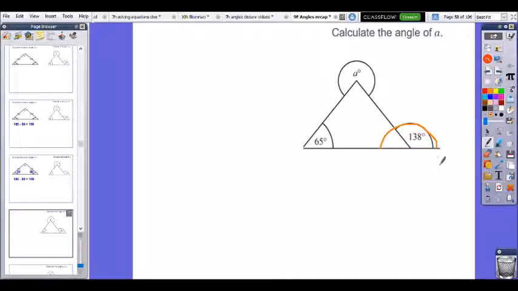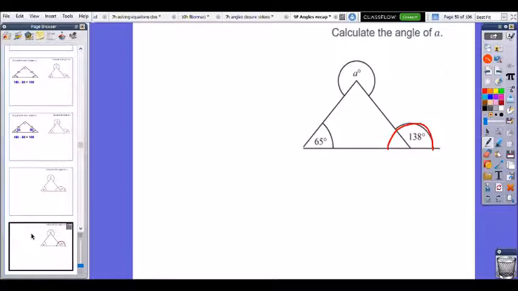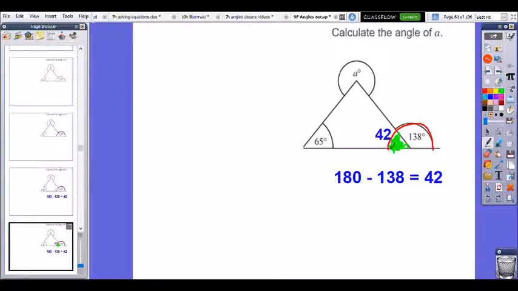Do you remember from last lesson? Half turn, angles on a straight line, they add up to make 180 degrees. So if I've already got 138 degrees and this orange angle represents 180, then this missing gap must be 42 degrees.